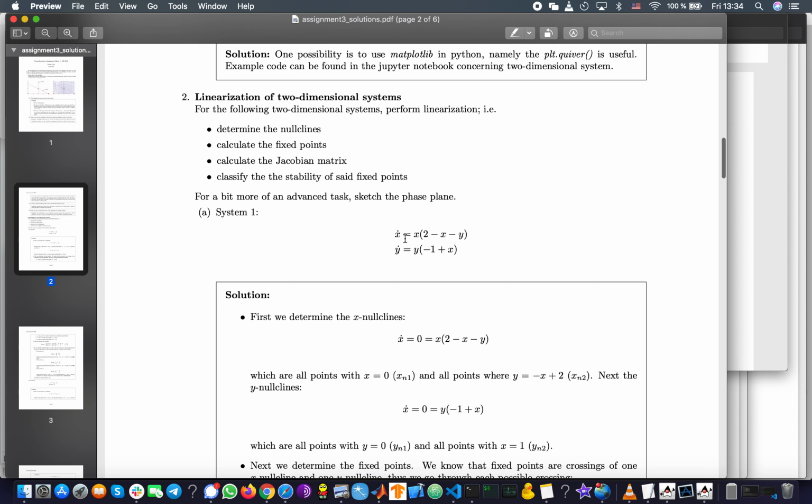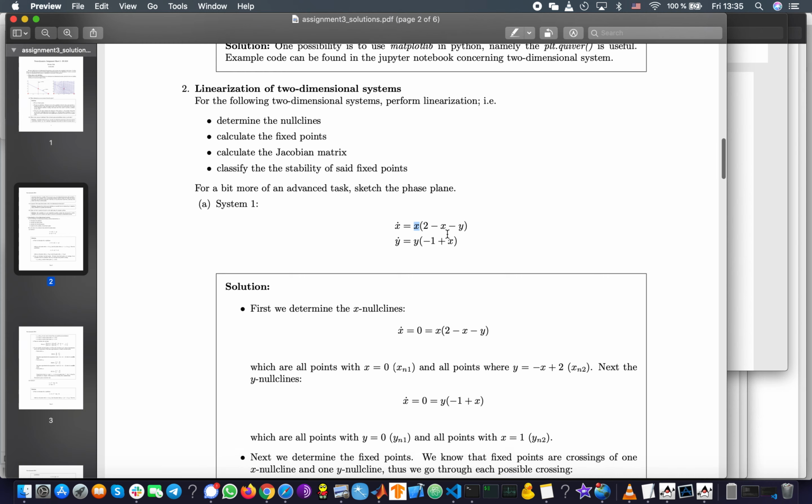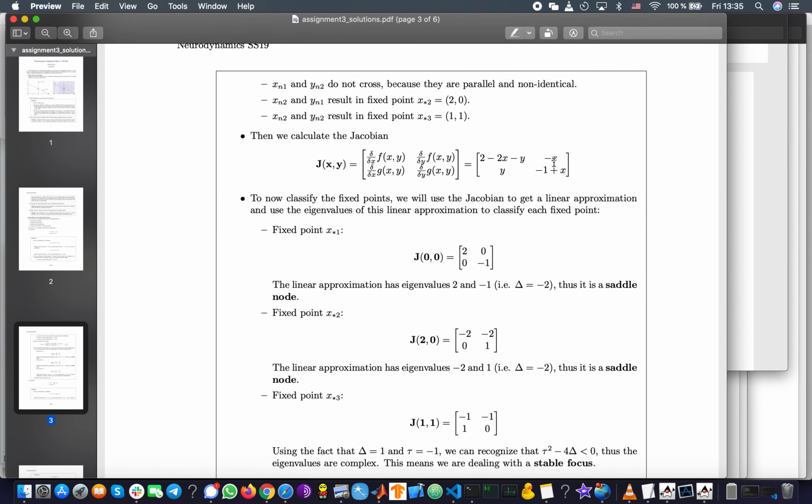And if you take the first derivative with respect to y, the only term that remains is minus x, right? Here, x dot is equal to x times the bracket with minus y. So if I take the first derivative of x dot, or f, with respect to y, the remaining part is just this minus y, so this is going to be minus x. And same for your y dot, with respect to x and with respect to y, you take the derivative of it, and this is going to be your Jacobian matrix.